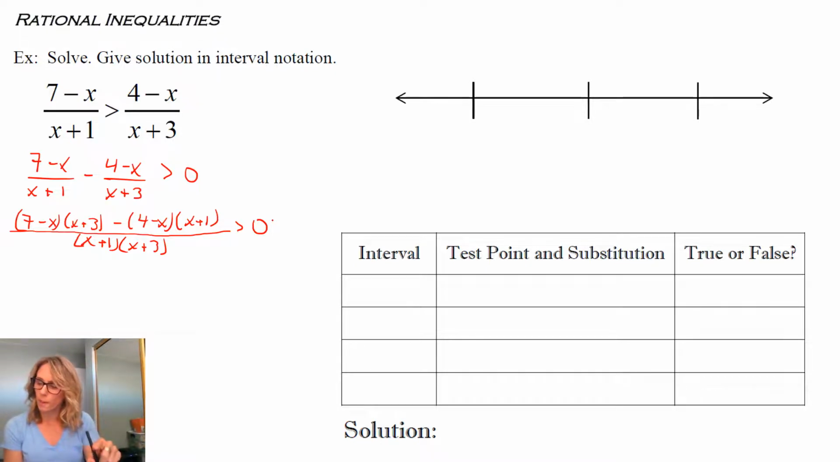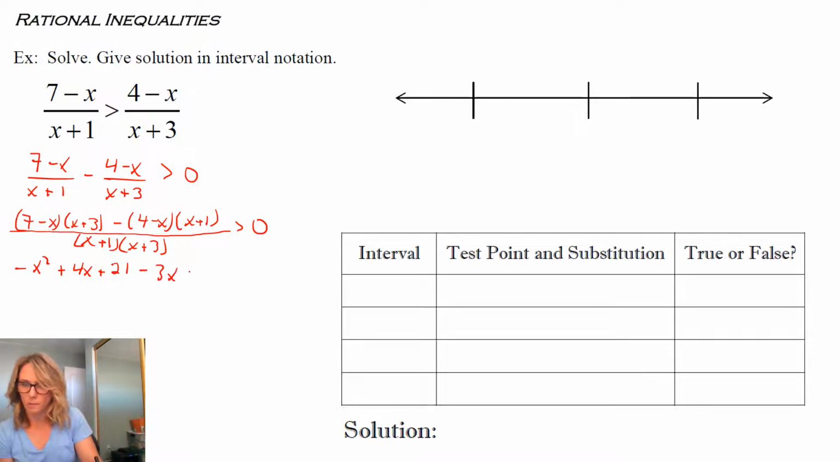So now we're going to combine things. So if we multiply this out, just know that you're going to have a negative x squared and a plus 4x, plus 21, and then minus 3x plus x squared minus 3 over that denominator.